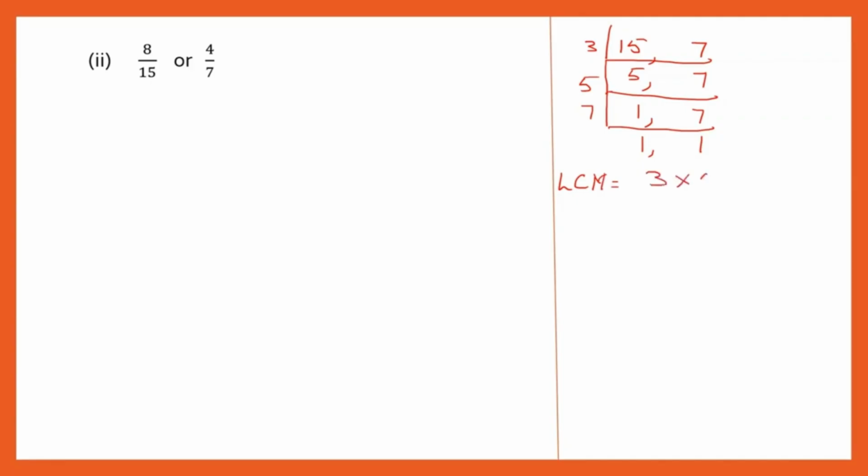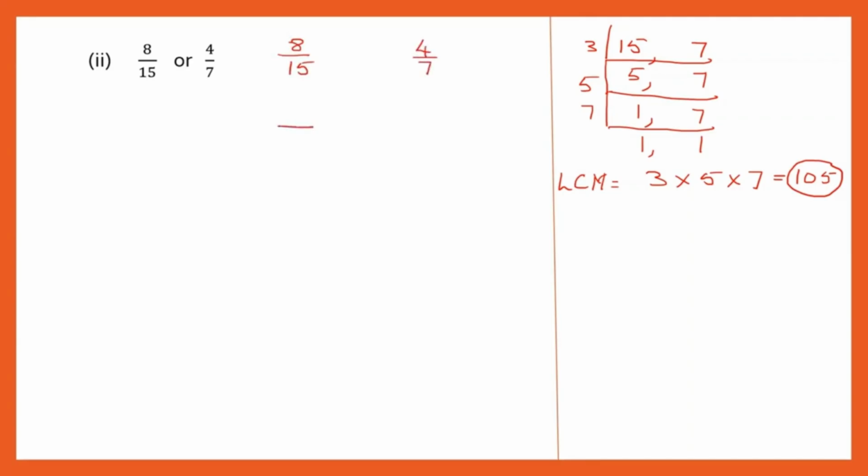3 into 5 into 7. 3 5s are 15. 15 into 7 is 105. So my LCM is 105. So let me start this. 8/15 or 4/7, which is a smaller one.